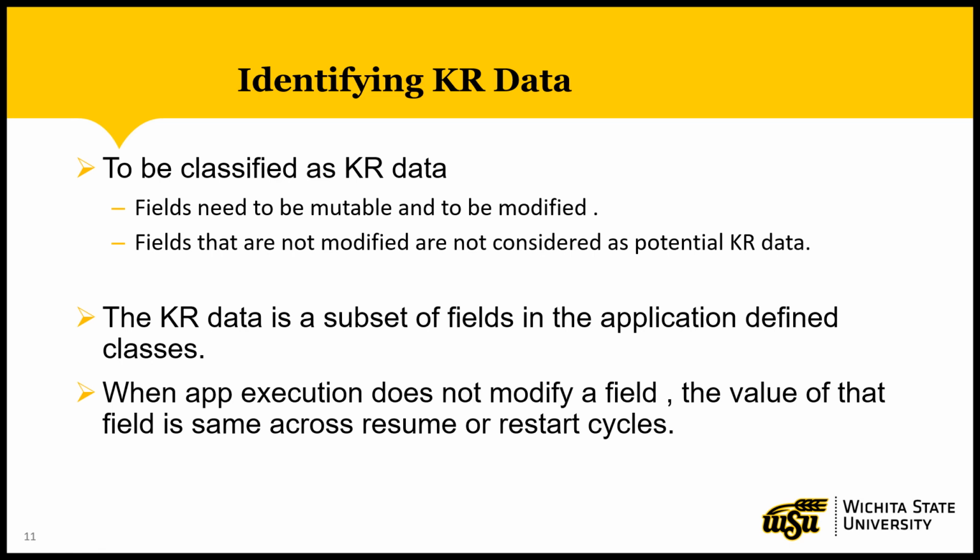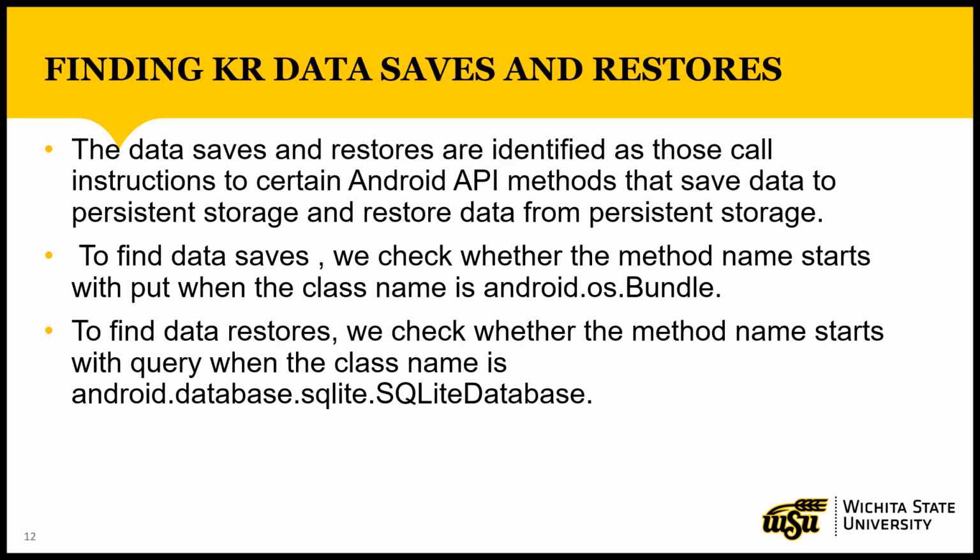That is, a field must be changed directly or through an alias in at least one instruction. Fields that are not modified are not considered as potential data. Suppose when application execution does not modify a field, the value of that field is the same across resume or restart cycles. With the KR data fields at hand, we proceed to finding if and how they change.